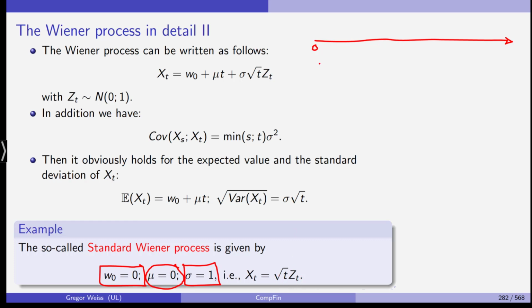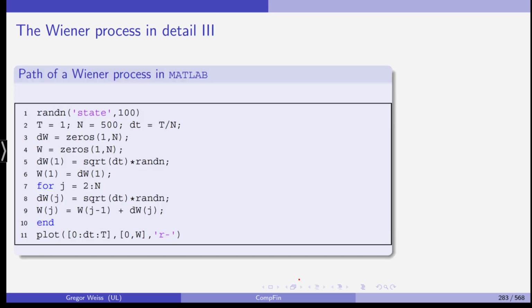So this is t, and this is not just z. This is not an unconditional distribution xt, but you have to multiply the standard normal distribution with the square root of time. Okay, so next we want to make this a little bit more practical. We want to simulate a path of a Wiener process. We want to simulate one example for a Wiener process.